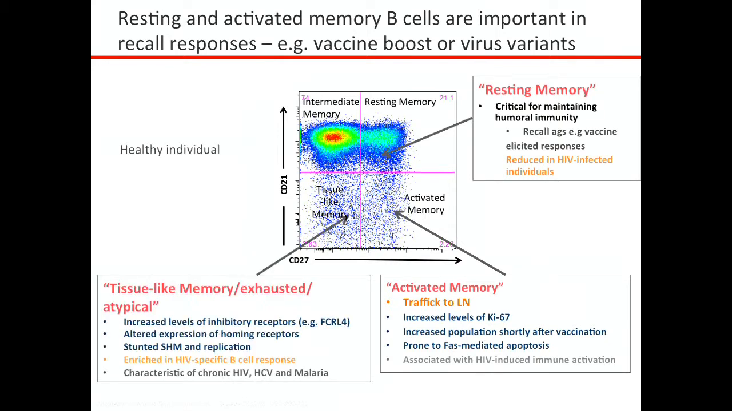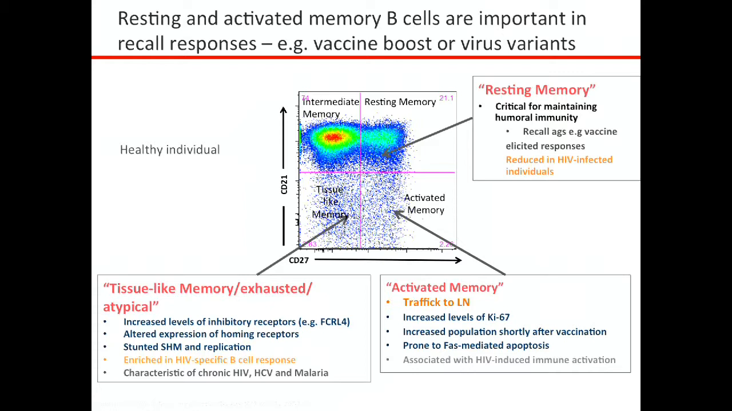The resting memory is critical for maintaining the recall antigens, and these populations are reduced in HIV-infected individuals. The activated memory, there's some evidence to say that these are the ones that traffic to the lymph node. There's an increased level of Ki67. There's an increased population shortly after vaccination. They are prone to Fas-mediated apoptosis, and they're associated with HIV-induced immune activation.